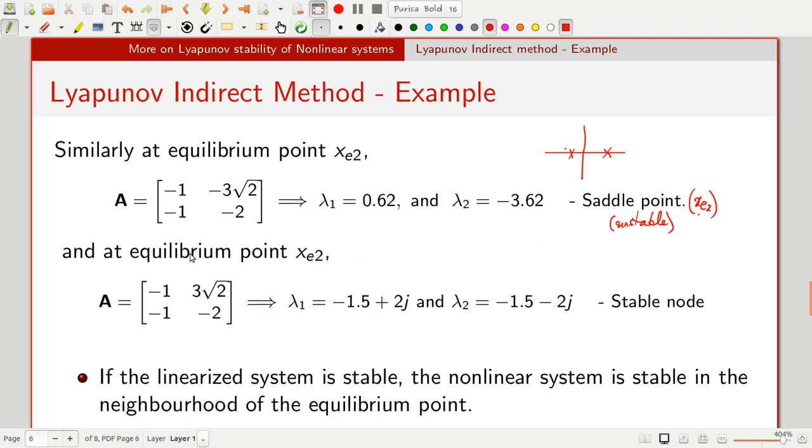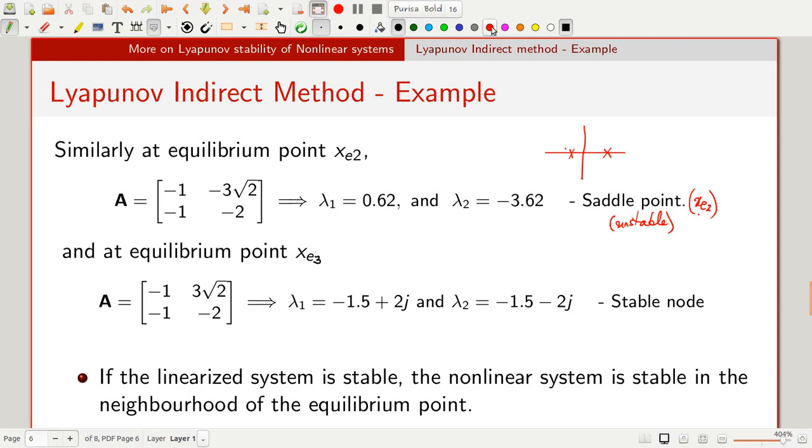And now we will go to the next equilibrium point. Actually, this is xc3. So I made a mistake here. So this is in fact xc3. One second, xc3. Okay, about the equilibrium point, we got something like this.